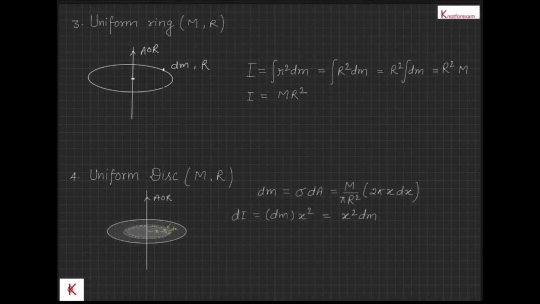Now the moment of inertia of the differential ring about the same axis is dI equals x squared dm, and by using the superposition principle, the total moment of inertia is equal to the integration of dI. Solving the integration gives I equals half m r squared.